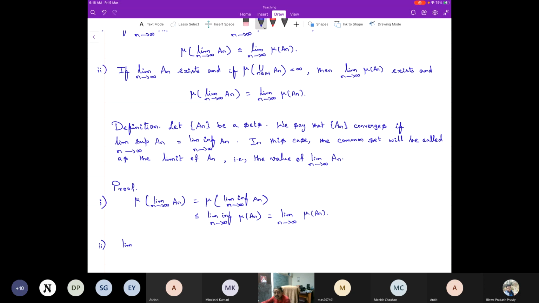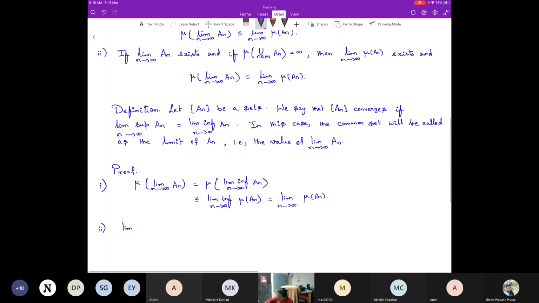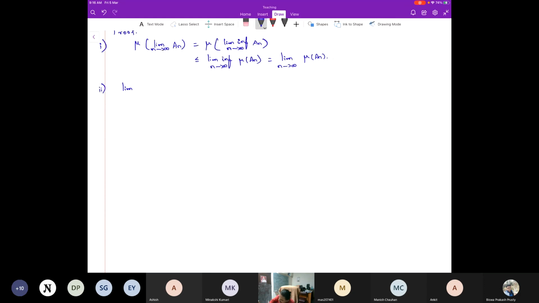What if you have a sequence of scalars? Then lim inf is always less than or equal to lim sup, right? So to show that the limit exists, it is enough to show that lim sup is less than or equal to lim inf. So we'll begin with that. We'll start with lim sup.